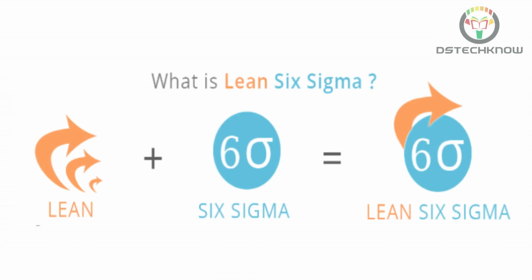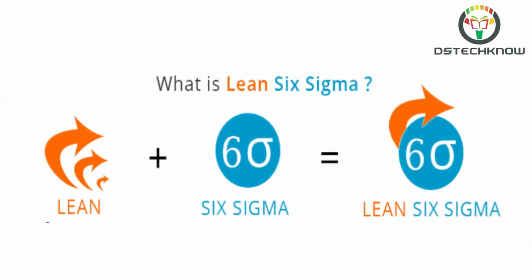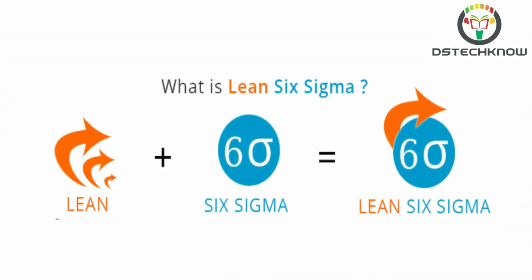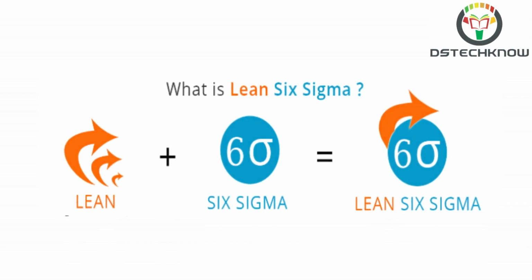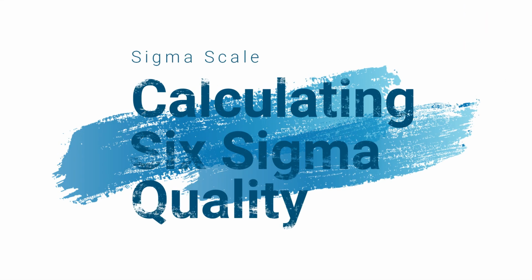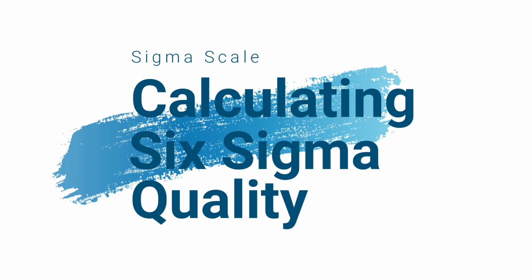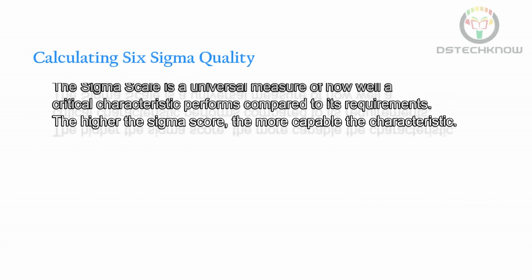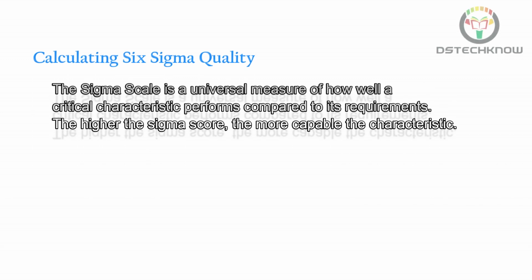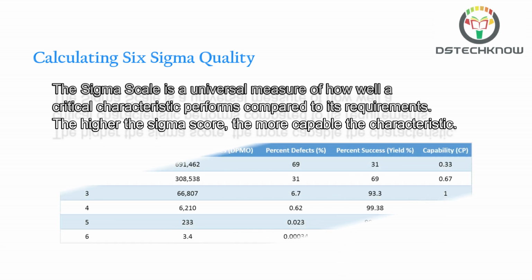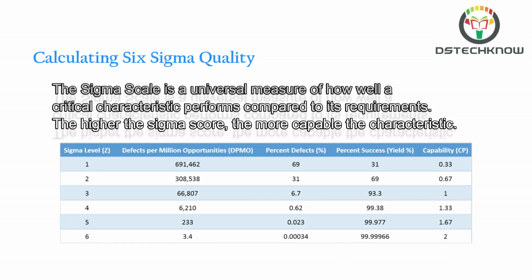The Six Sigma methodology is often combined in practice with Lean methods, and as a fusion, it is called Lean Six Sigma. Now let's understand calculating the Six Sigma quality. The Sigma scale is a universal measure of how well a critical characteristic performs compared to its requirements. The higher the Sigma score, the more capable the process or the characteristic. This table will help you understand the Sigma scale.